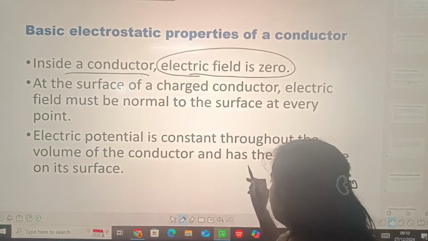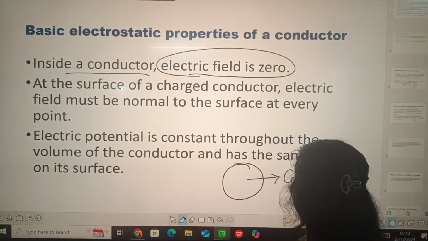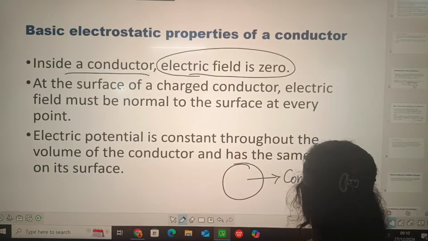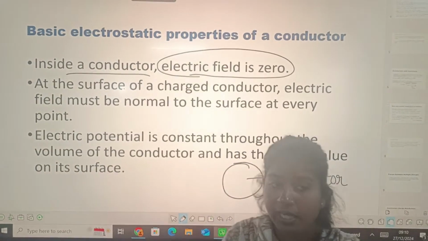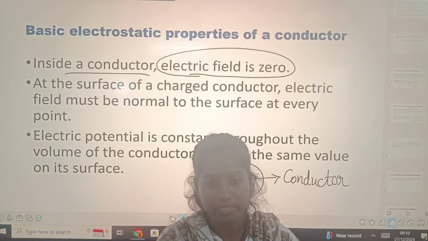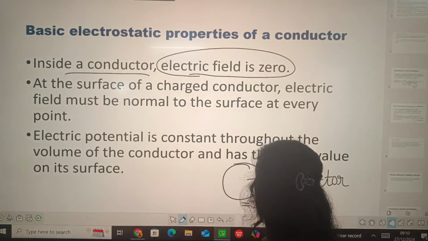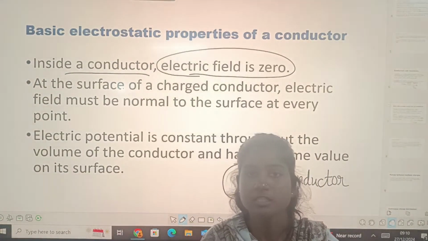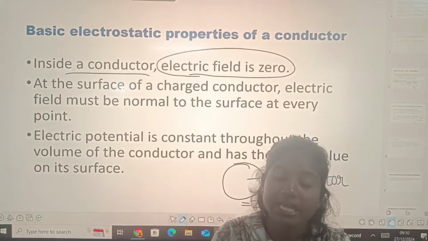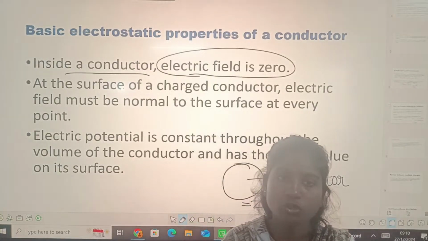See, if I take for example any conducting medium, a conductor, the electric field inside the metallic medium is always equal to 0. This is the first property of a conductor. So inside a conductor, the electric field is always equal to 0.